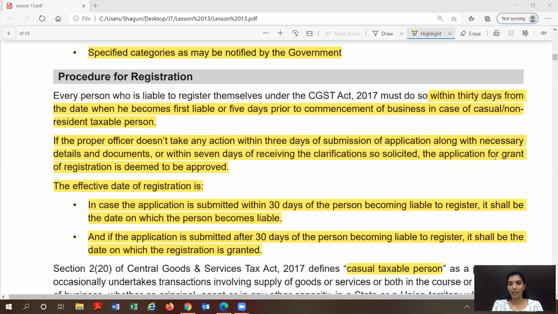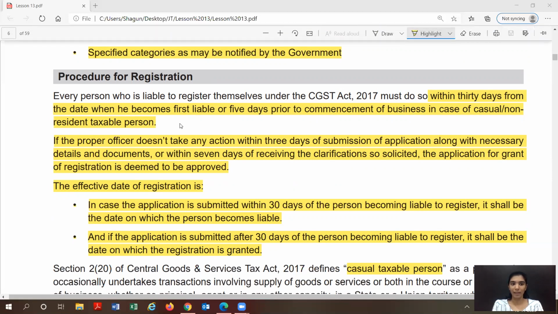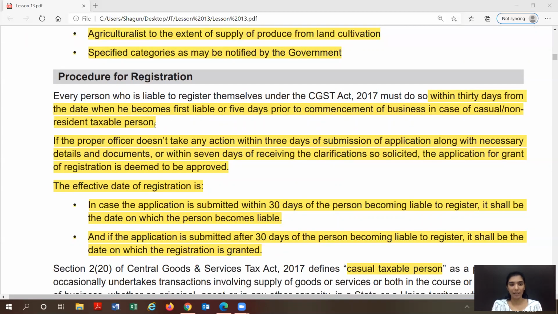What is the procedure for registration for GST? Within 30 days of the date on which he first becomes liable, or 5 days prior to the commencement of business in case of a casual or non-resident taxable person, such a person will have to apply for GST registration. If the GST officer does not take action within 3 days from the submission of the application, or within 7 days of receiving further clarification, the application will be considered as approved.